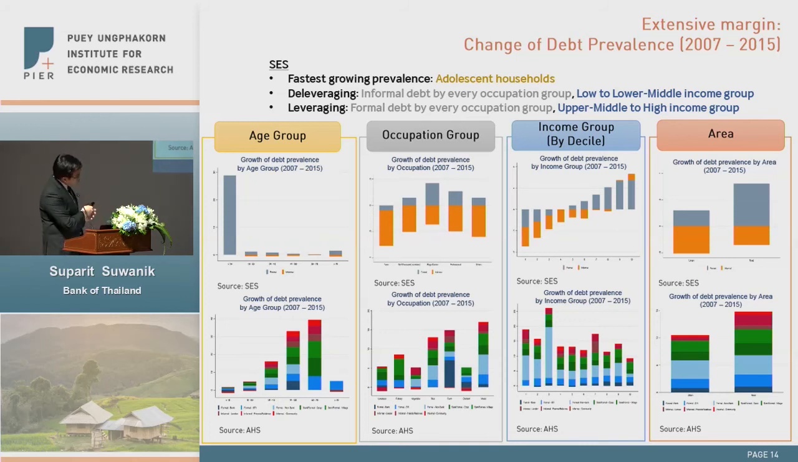And looking at the income groups, we can see the lower income groups are deleveraging their informal debt as well, while on the other hand, the higher income groups keep accumulating their formal debt.